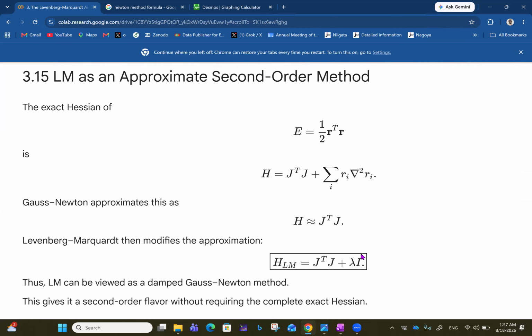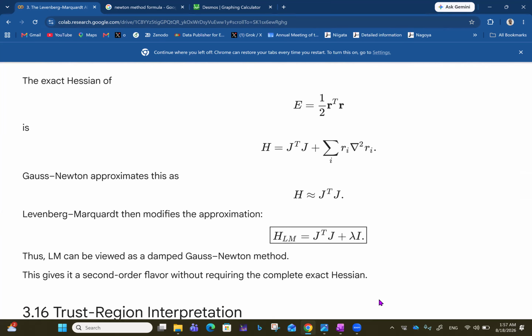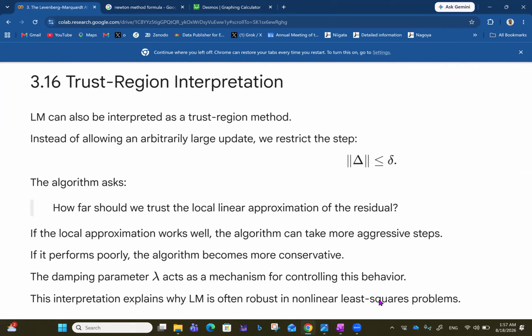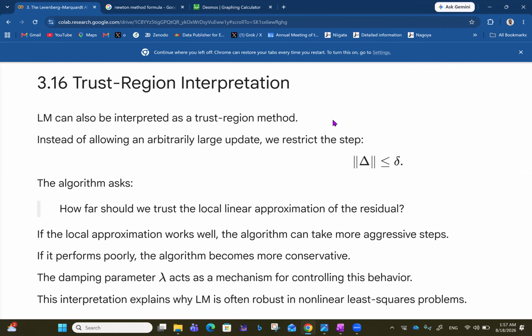Only this damping is what is added to it. So this gives it a second order flavor without requiring the complete exact Hessian. Then we talk about the trust region interpretation. LM can also be interpreted as a trust region method.